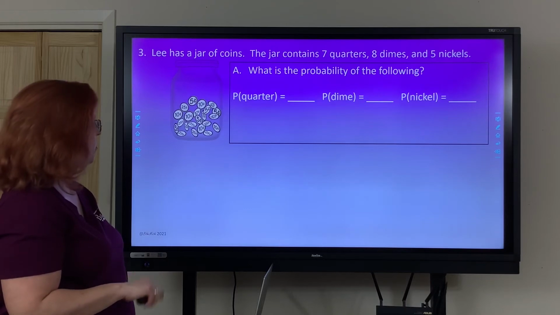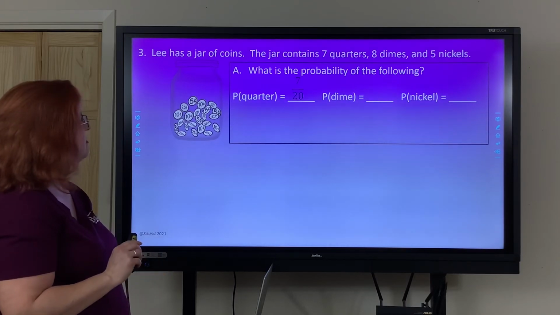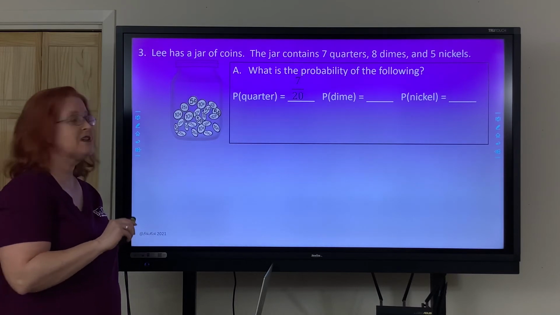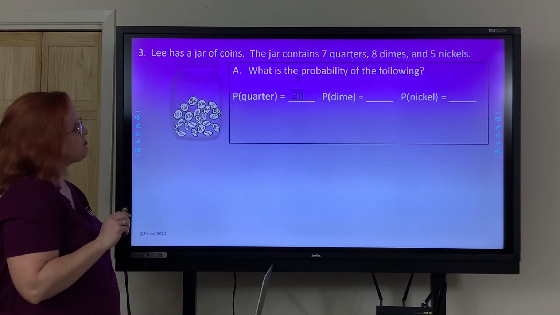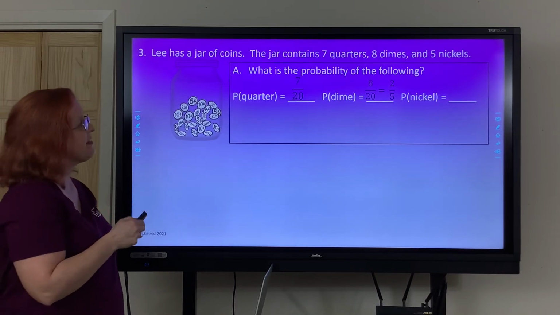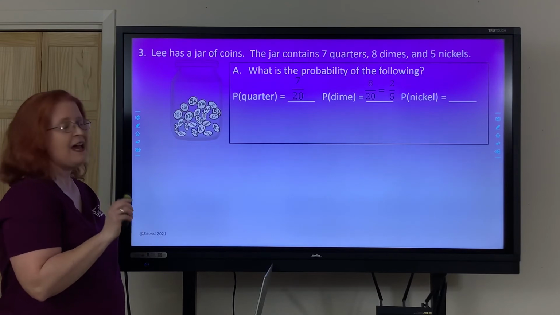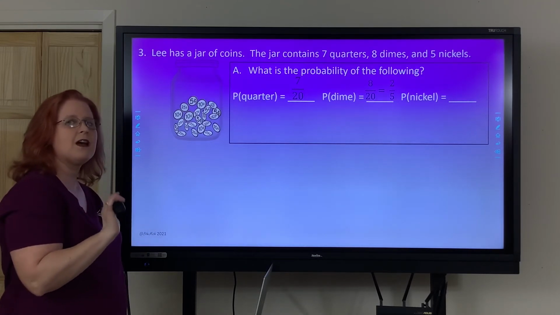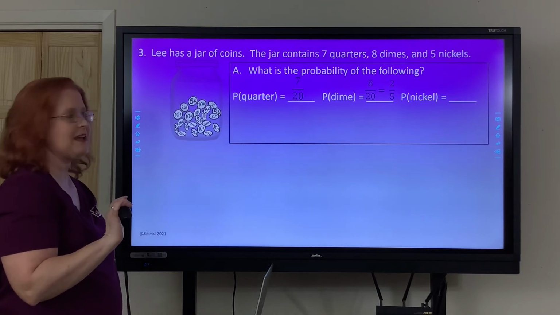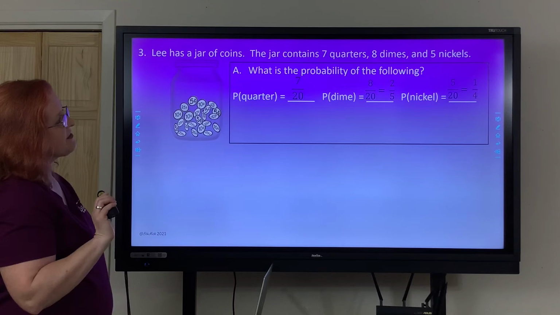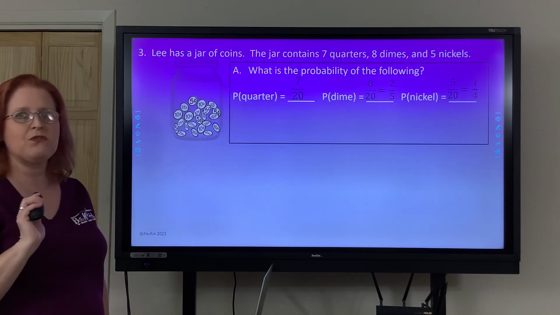So quarters would be 7 out of 20. 7 quarters out of the 20. The dimes would be 8 out of 20. And you can reduce that to make it easier to work with, which would be 2 out of 5, as long as it's not the second event and the denominator changes. And you'll see what I mean by that in a second. And then the probability of getting a nickel is 5 out of 20, which is 1/4.